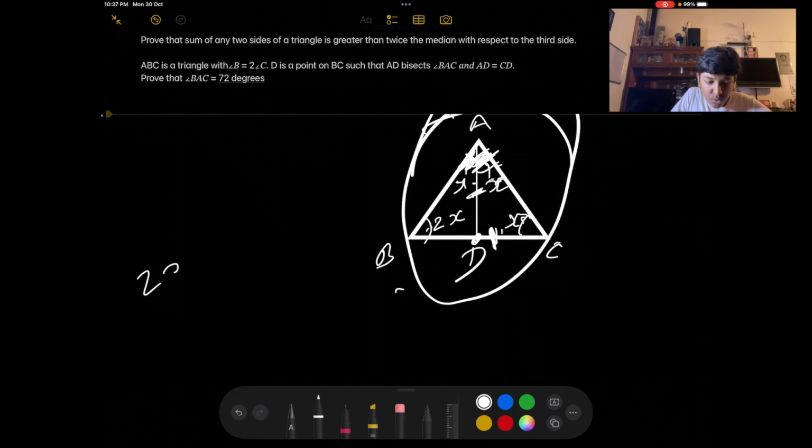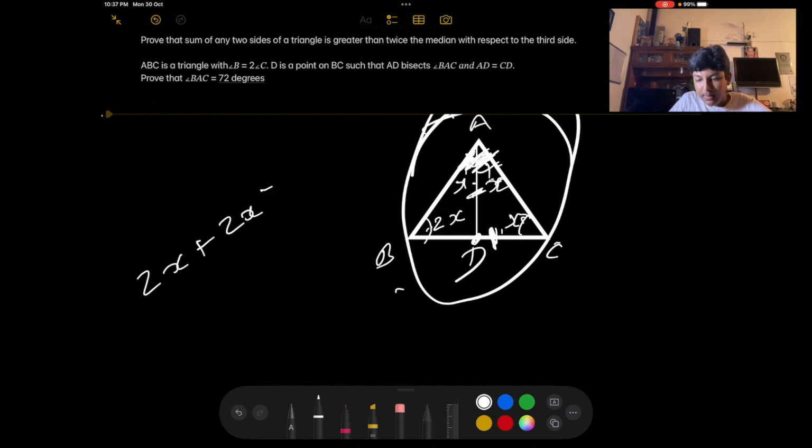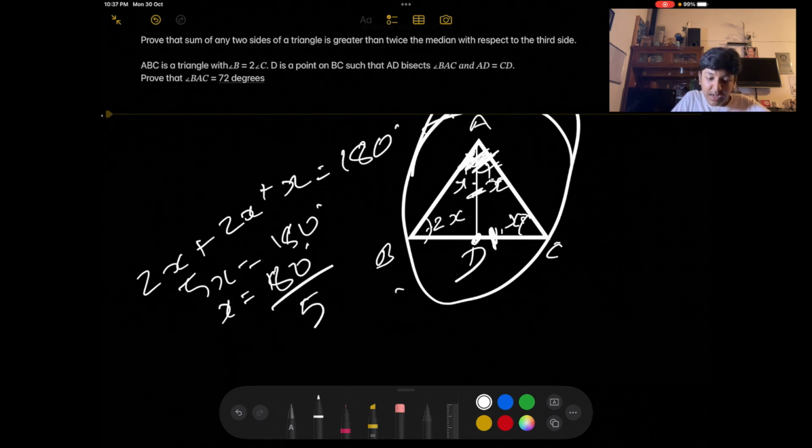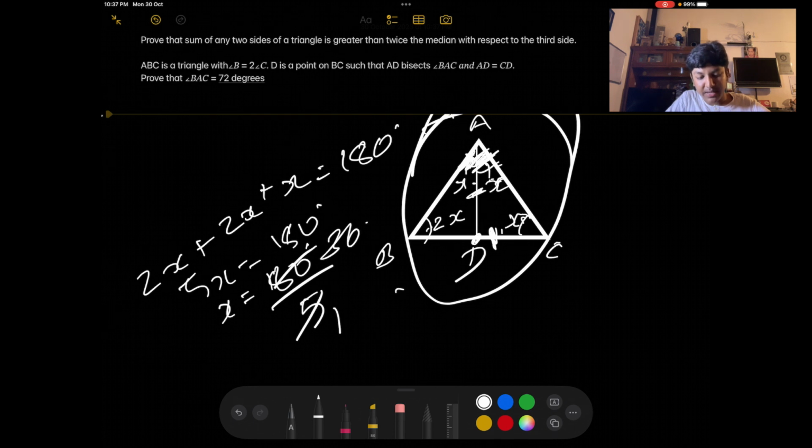So angle B is 2x, right? Plus angle A is x plus x, that is 2x, plus angle C is x, that is equal to 180 degrees. Now 5x equals 180 degrees, and x equals 180 degrees divided by 5. So 180 degrees divided by 5 gives us 36, right? So x we get 36 degrees.